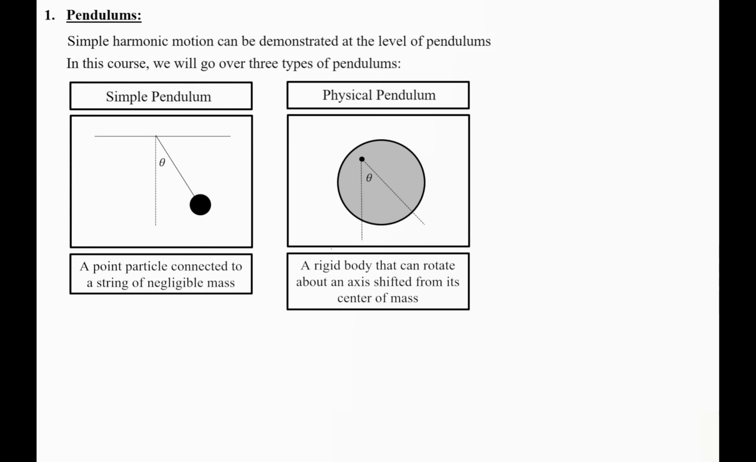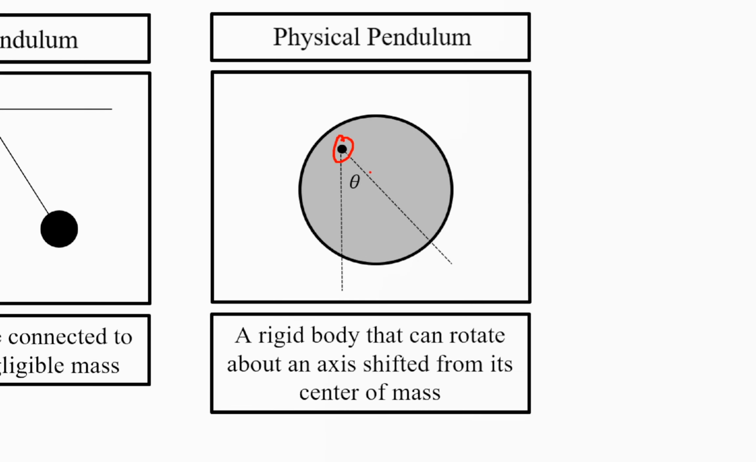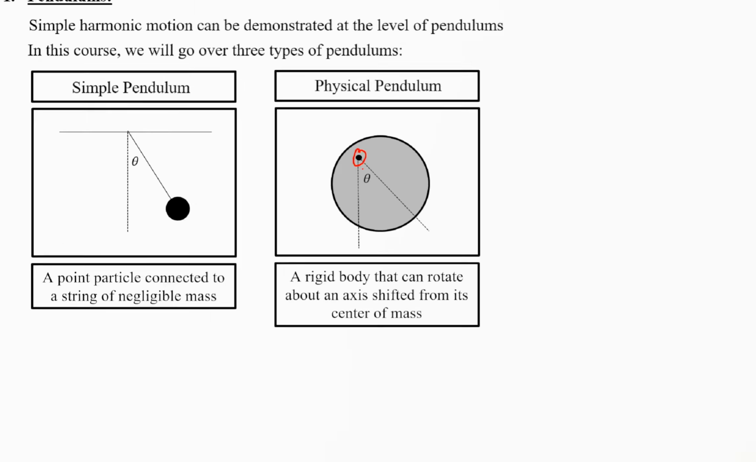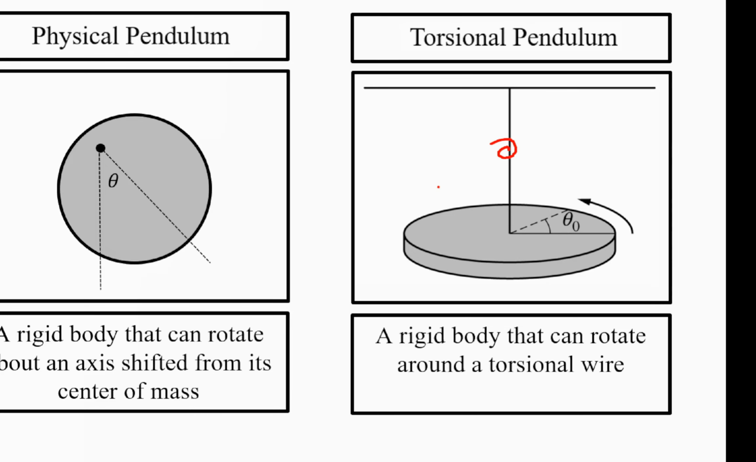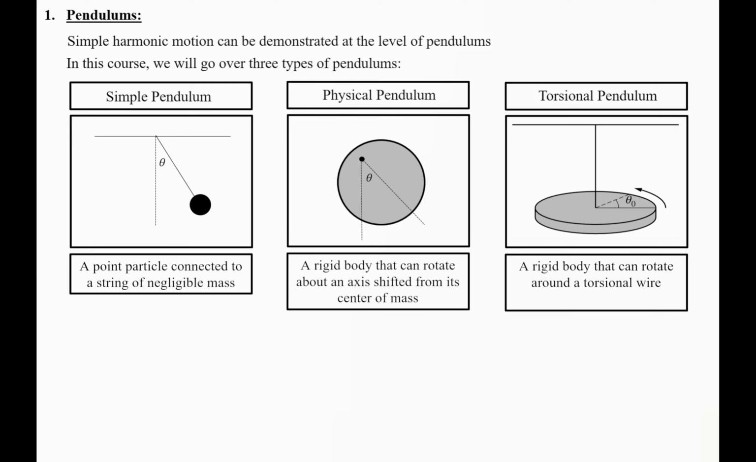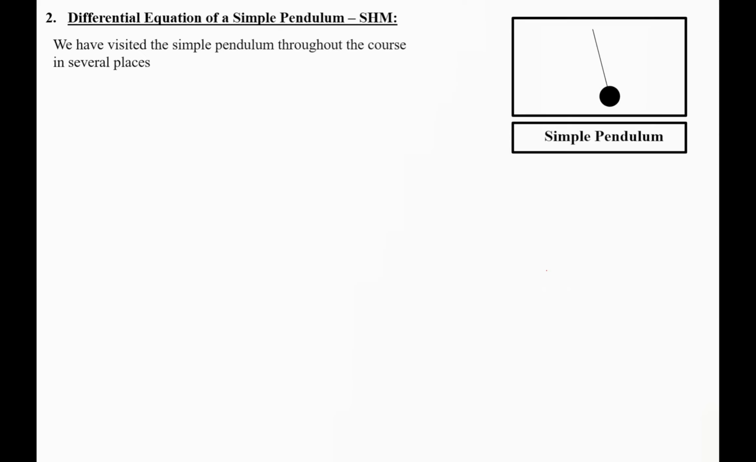The physical pendulum, a rigid body that can rotate about an axis shifted from its center of mass. Now this is the axis of rotation which is shifted from the center of mass, then this rigid body can oscillate around this point. And a torsion pendulum, where a rigid body can rotate around a torsional wire. This is the torsional wire that has some elasticity and can drive the rigid body into oscillations. Then we'll initiate with the simple pendulum.